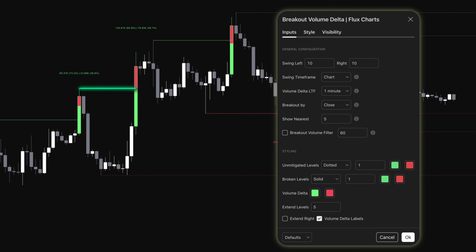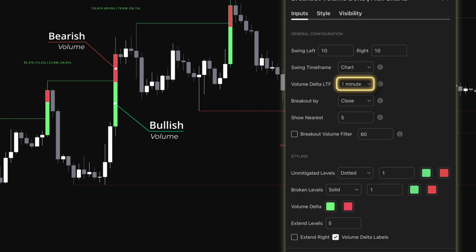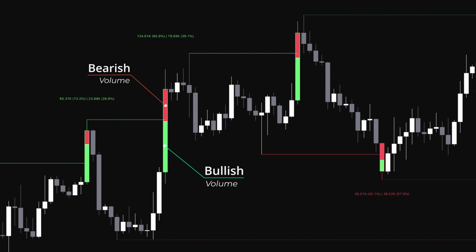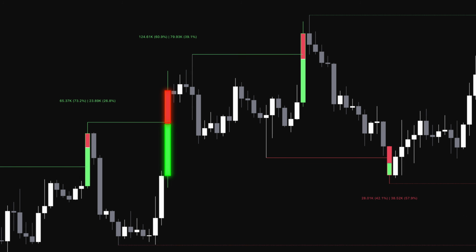When price breaks one of those levels, the script pulls real volume data from a lower time frame, by default the 1-minute chart, and separates it into bullish and bearish volume by checking whether each subbar closed up or down. The total bull and bear volume figures are summed across the breakout candle, converted into a percentage split, and painted directly onto the candle body to show visually how much volume came from each side.